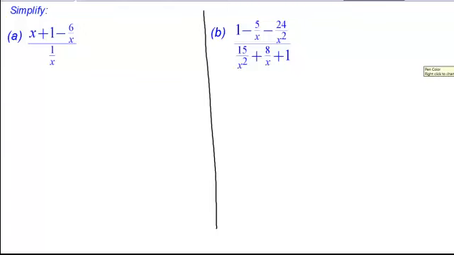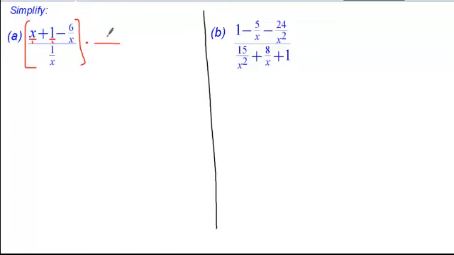So let's take a look at this part A here first. If you think of each individual term as a fraction, what you can see is your LCD, you have a 1, 1, x, x. So you really only have a single factor for your LCD.